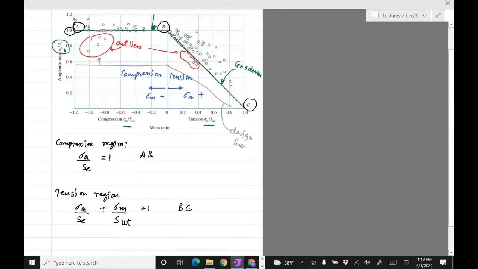Okay, and then if you want to introduce a factor of safety, from this equation, you just have to replace sigma A with n times sigma A, which we did previously. Just nf equals SE divided by sigma A. That just gives you this gray line, which is below the actual stress. This is the design equation.